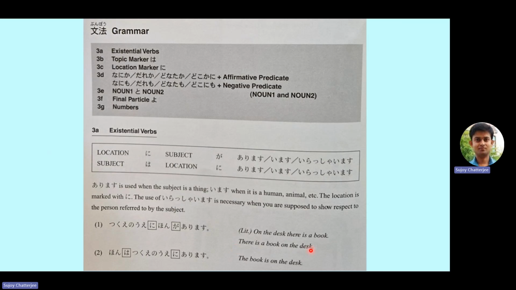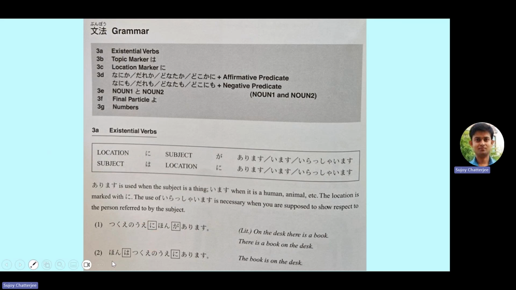There is a book on the desk. So that's why hon ga arimasu. So ga is a particle which can indicate some kind of emphasis or importance. So in this sentence, the hon is more important than the tsukue no ue. So after hon we have the ga. We will explain it a little more on the next page.